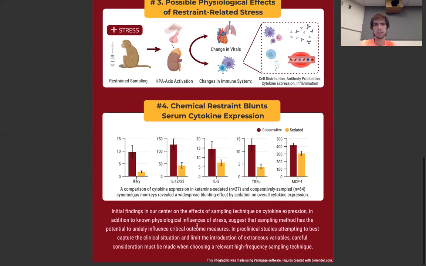Overall, based on the known effects that stress may have across physiological systems, and based on our initial findings on the effects of sampling technique on cytokine expression, careful consideration must be made in how to perform sampling in preclinical trials. Refined sampling will help produce results that are most relevant to the clinical situation and help reduce the effects of confounding factors. Overall, this will improve the translational validity of many of these preclinical studies and will produce results that are most relevant to the clinical setting.